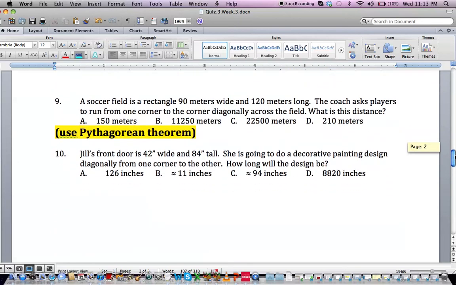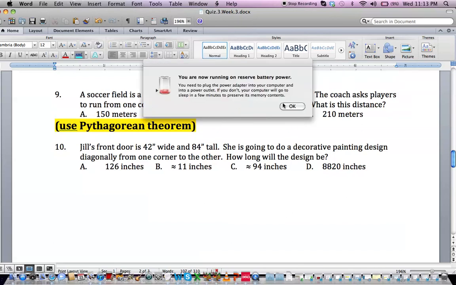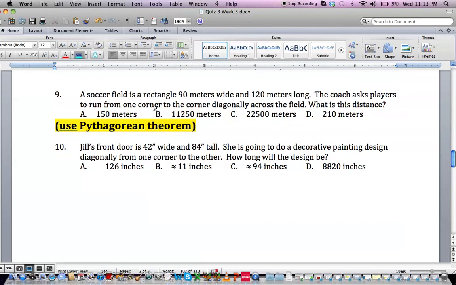All right, number 9 and 10. Number 9, a soccer field is a rectangle 90 meters wide and 120 meters long. The coach asks players to run from one corner to the corner diagonally across the field. What is this distance? Use the Pythagorean theorem. Okay?